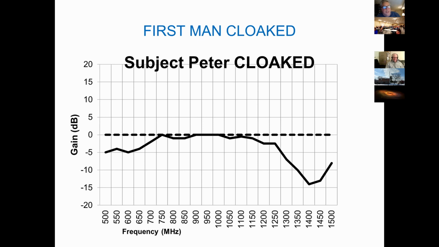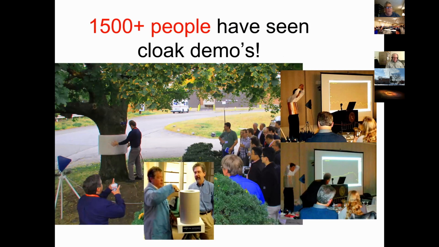Pretty amazing, fun stuff. Okay, well, 1,500 people have seen cloak demos at this point. And this big picture you are seeing was done at the IEEE Phased Array Conference many years back, 2013. We took part of an oak tree and cloaked the trunk. And I wanted people to think about what other kind of objects would have that kind of circumference. And of course it worked, and it was fun.